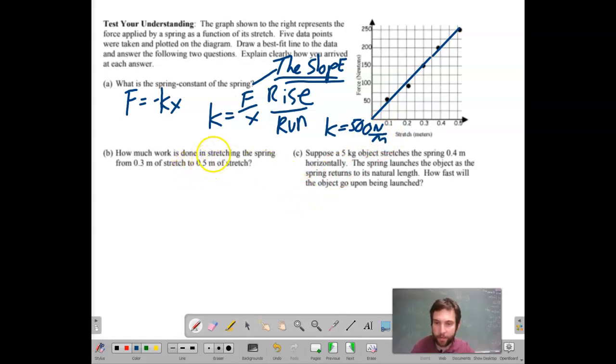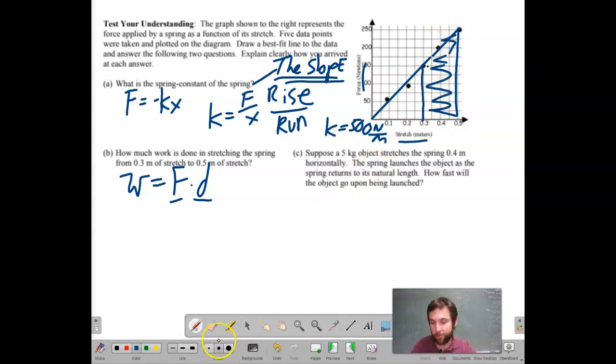How much work is done in stretching the spring from 0.3 to 0.5? Work equals force times displacement. So we're going from 0.3 here to 0.5 here. Force times displacement. Graph, multiply. This multiplied by this. That's the area under the curve from 0.3 to 0.5.